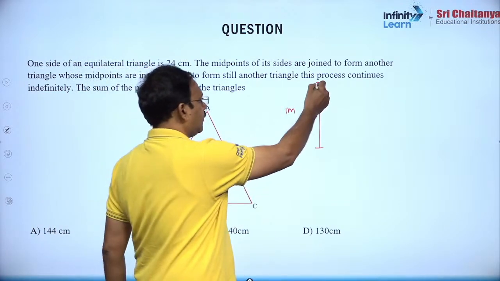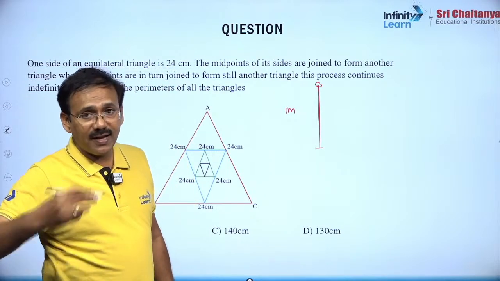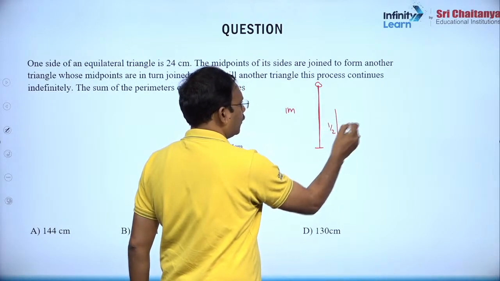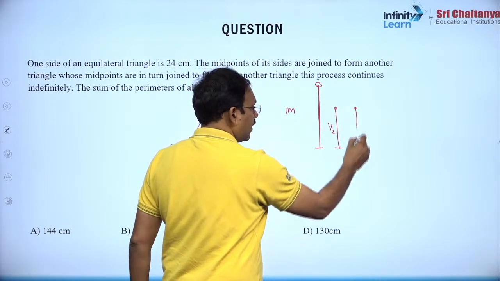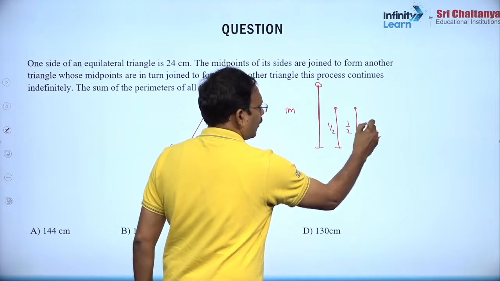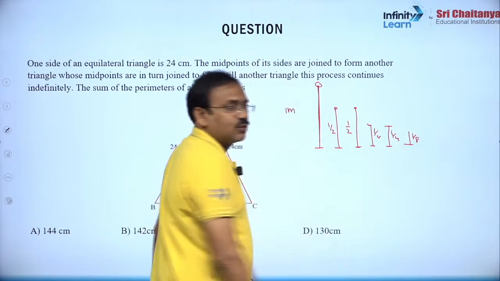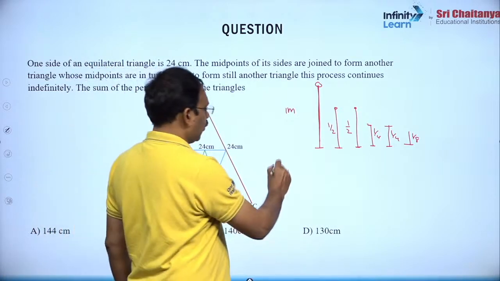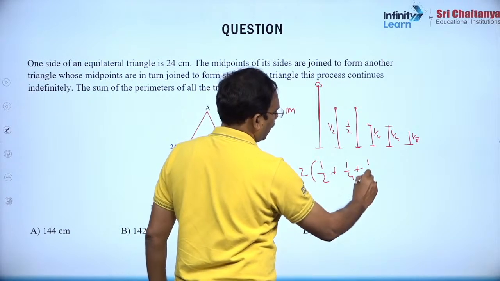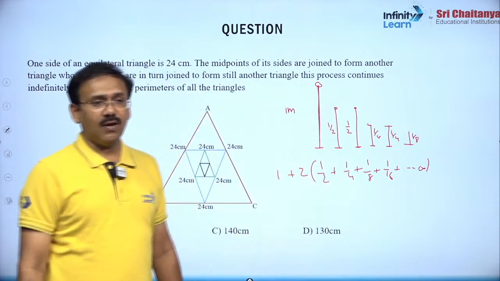So dropped from 1 meter height, whenever it touches the ground, it regains half of the distance. So in the next step, it goes to 1 by 2. Again, my dear friends, from here it has to come down 1 by 2. It touches the ground, so it goes to 1 by 4. Again it comes down 1 by 4. Then again it goes to 1 by 8. So you can observe a pattern, my dear friends. 1 plus twice of half, 1 by 4, 1 by 8, 1 by 16 and so on to infinity. Twice you have to write.